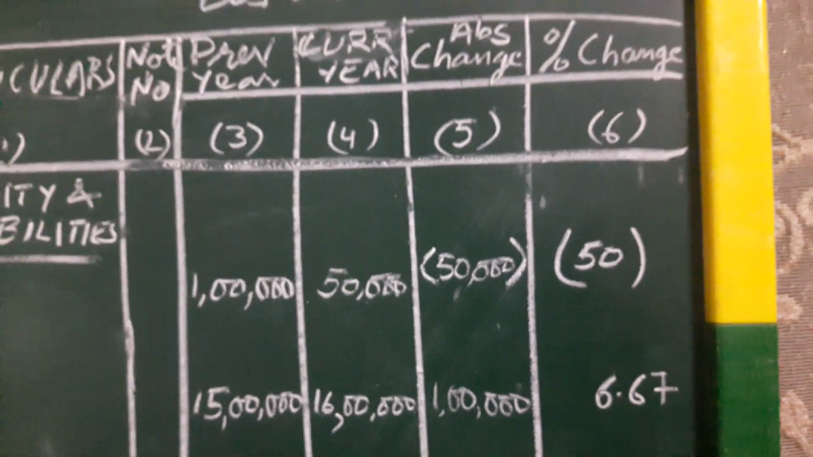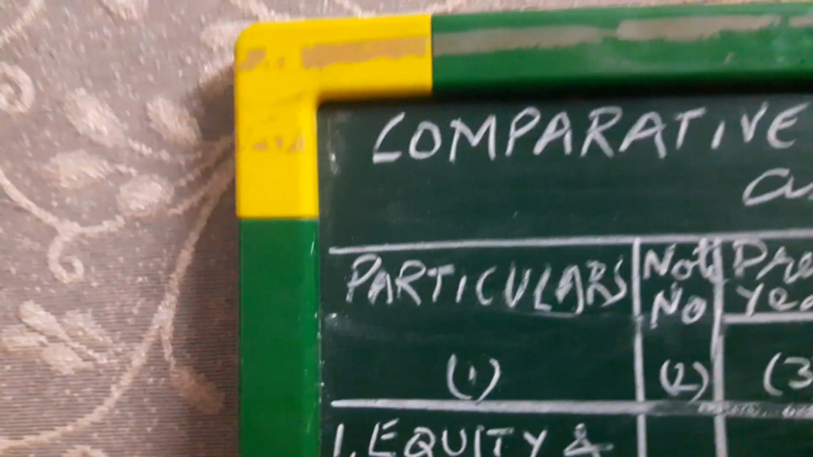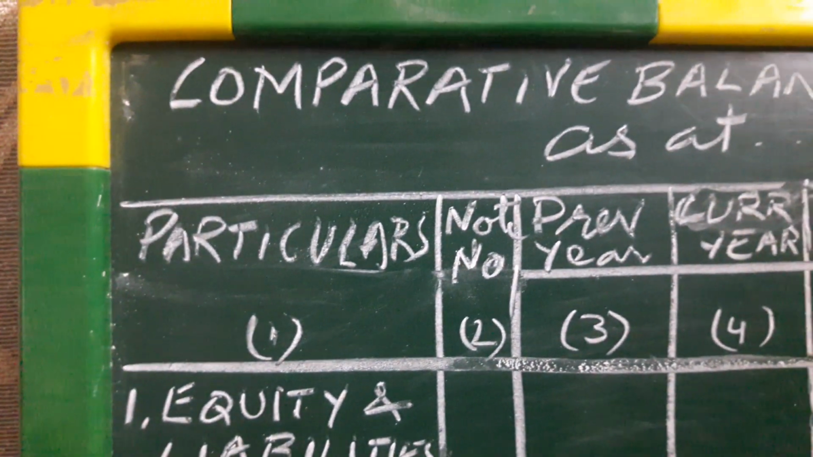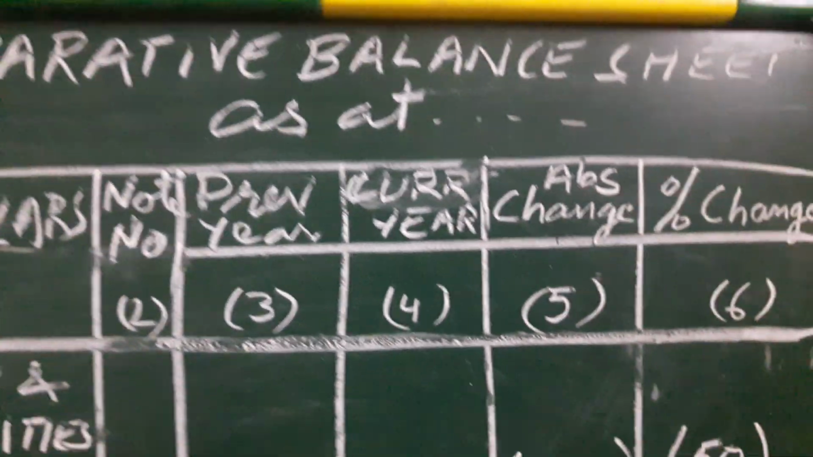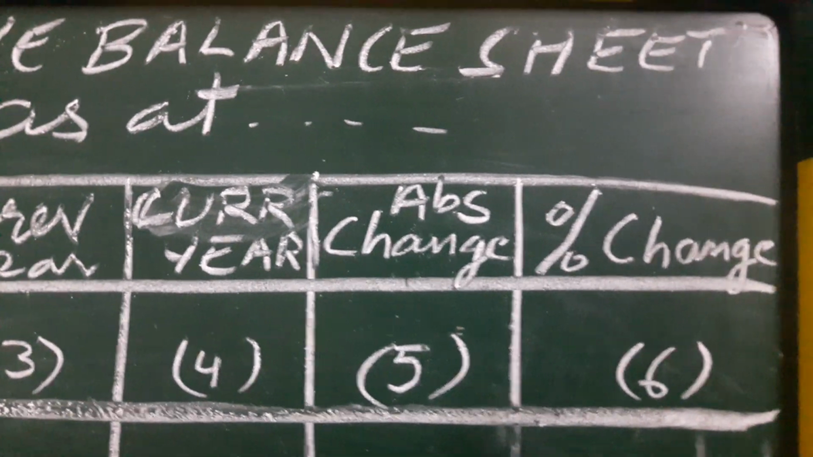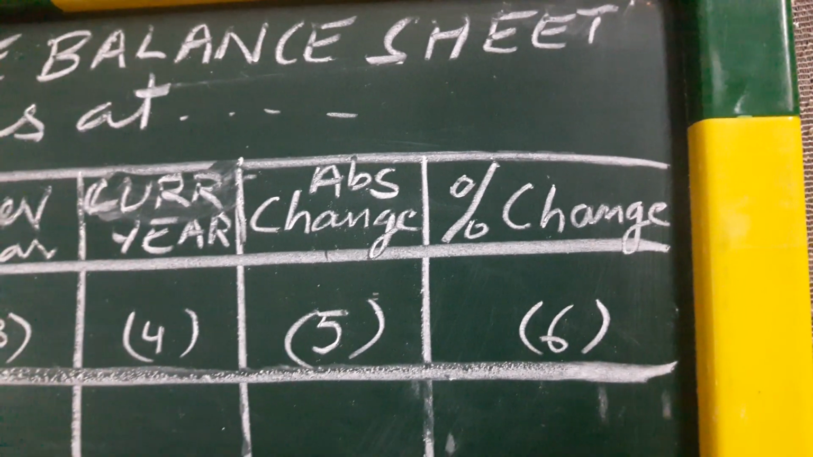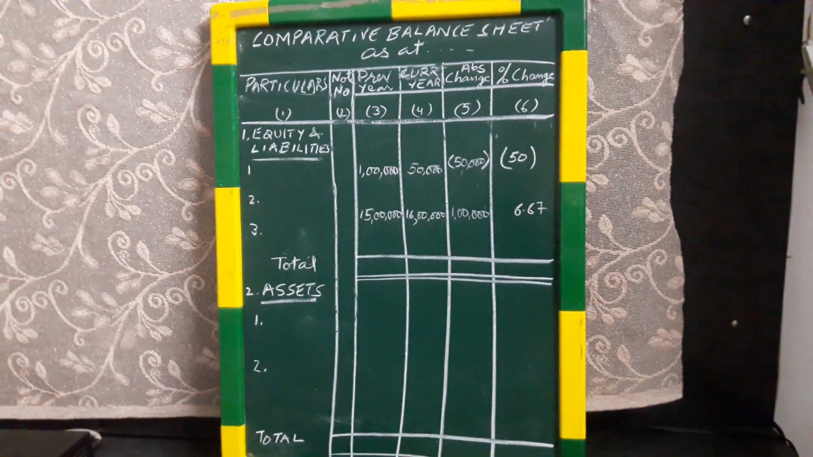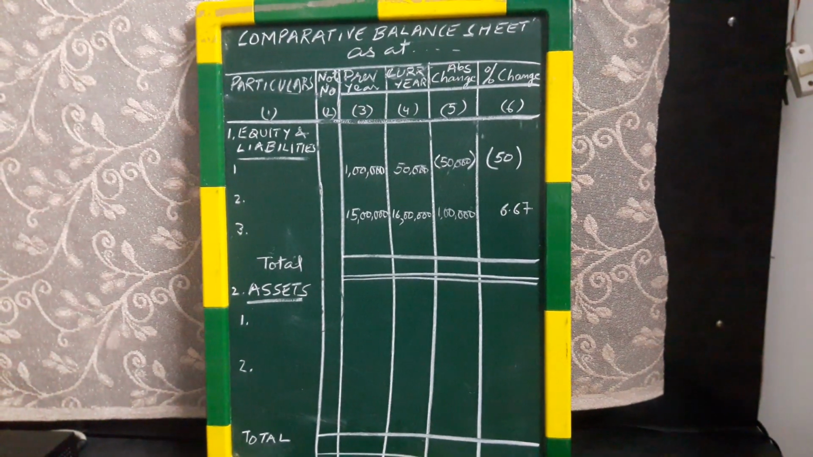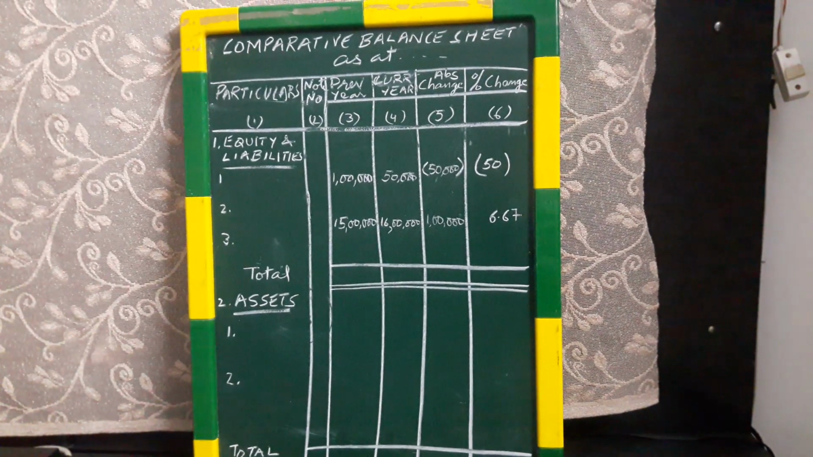So this is the presentation of a comparative balance sheet. Particulars, note number, which you are not using now but will be using later, previous year amount, current year amount. And then increase or decrease is the absolute change and the percentage increase or decrease is the percentage change. So it's a very easy topic. You can easily do it. The format of the balance sheet we are not telling you to learn right now. It will be given in the question. And you can immediately start doing a number of questions on this.